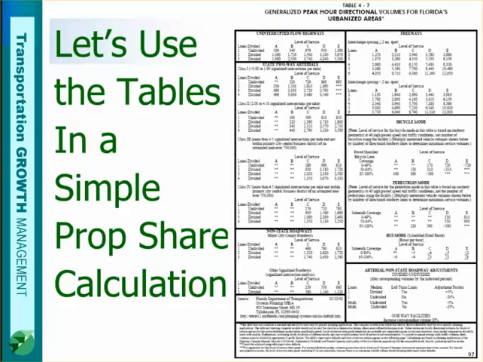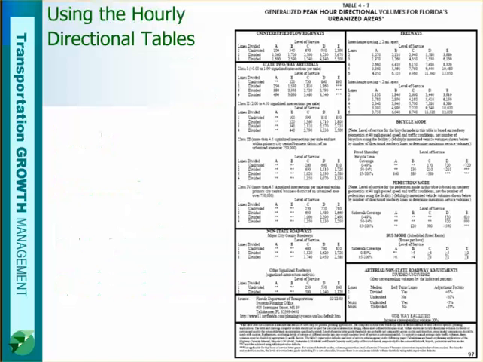We're going to use a simple table calculation here. These tables are not the latest, but they will serve the purpose pretty well in the explanation. In this case, we will be using what used to be called a Class 2 signalized at-grade arterial, and we're using the hourly directional tables. This is the direction of vehicles moving only in one direction.